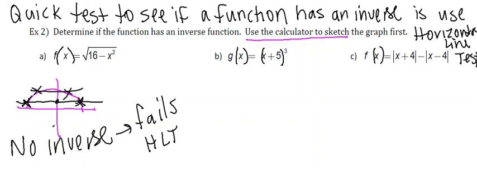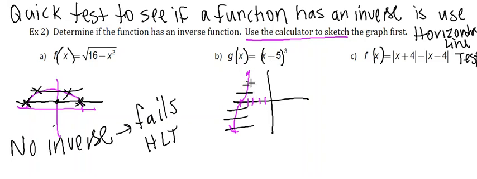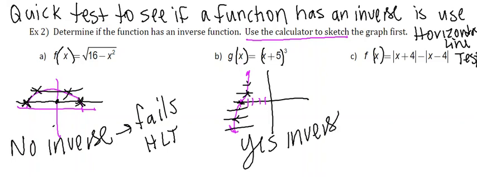If you take a look at the second one, this is a graph of a cubic shifted 5 units to the left. And so that graph looks like this. Well, if you draw a horizontal line anywhere through there, it's hitting the graph only one time. And so that means for every y value, there's one x value. So this does have an inverse because it passes the horizontal line test.